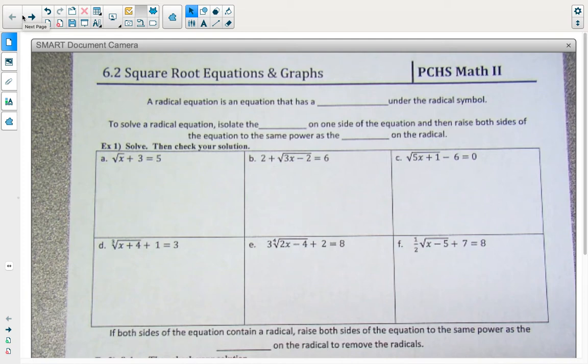So we're going to go through several examples. Some of them you might be familiar with, like if you see a square root, you're going to square both sides. And we'll also take a look at what if your index is something different than the number 2. So let's go ahead and jump in.